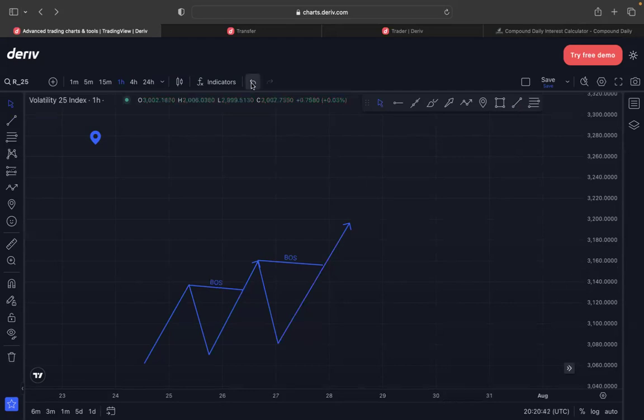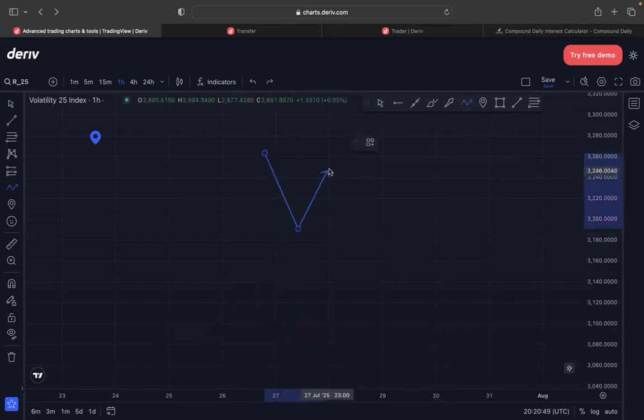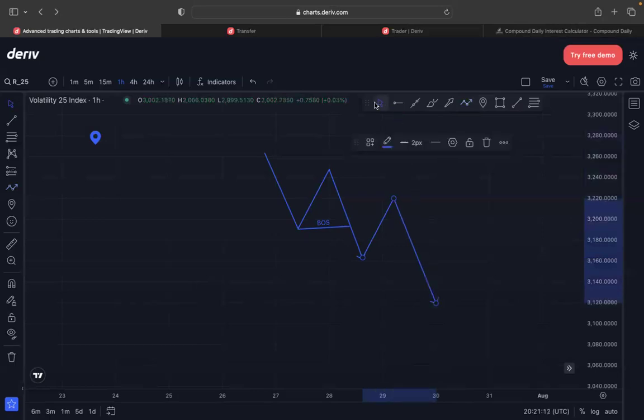So let's see break of structure in a downtrend scenario. In a downtrend scenario, we have lower low like this, lower high. The point at which the market breaks the recent lowest point to give us a new lowest point is called our break of structure. These are our break of structure. The point at which the market breaks the previous lowest point to give us a new lowest point is our break of structure.